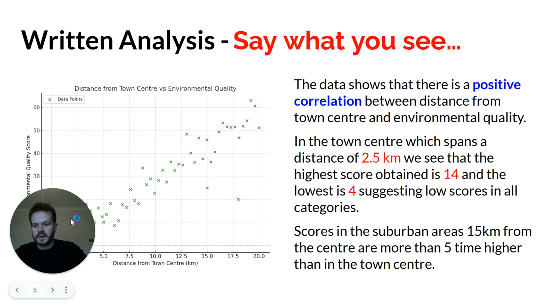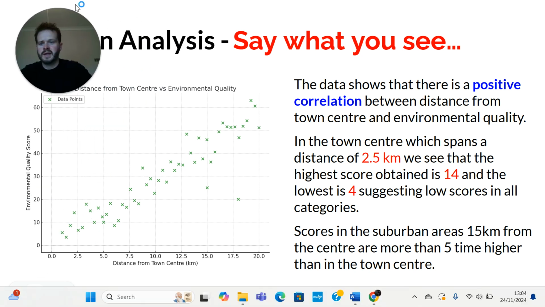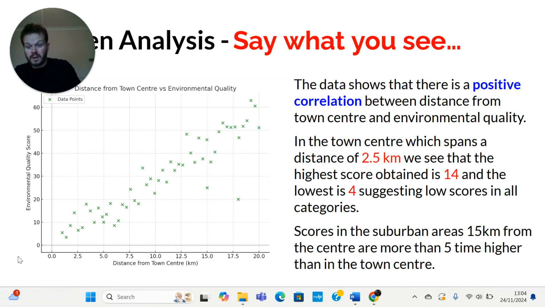So what might that look like? If we have a look at this over here, this is a very, very common example in a lot of projects that I see where we say what we see. We've got distance from the town centre versus environmental quality. The researcher was obviously trying to establish whether there was a relationship between environmental quality in the city centre, in the central business district, whatever you want to call it, or the town centre, it might be the village centre, and whether the environmental quality improved.